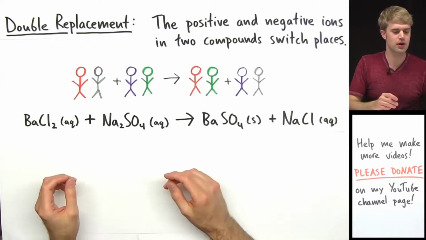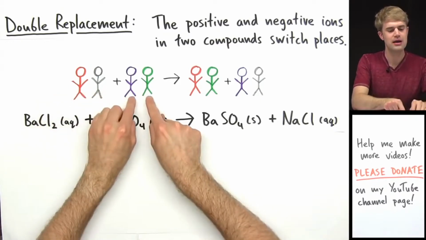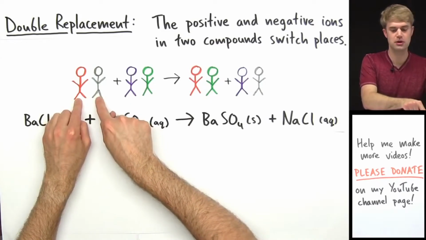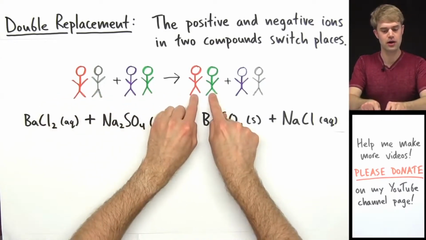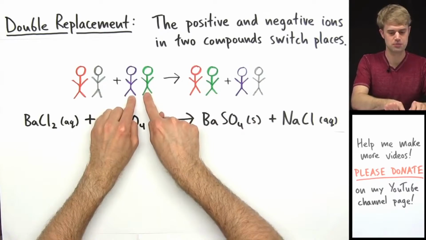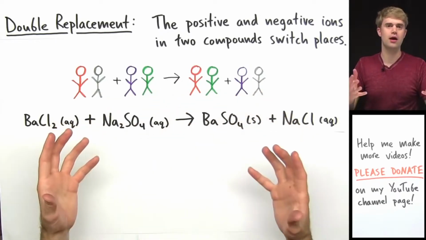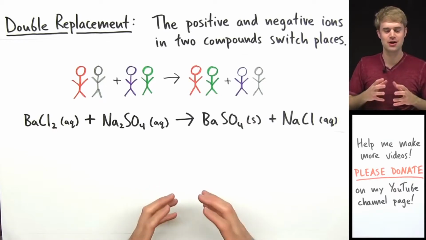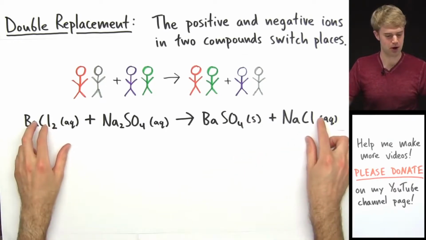In a double replacement reaction, it's just like you have two different pairs of dancing couples, and the red, which used to be with the gray, ends up with the green, and the purple, which used to be with the green, ends up with the gray. Nobody gets kicked out, nobody's sad up against the wall with their cell phones, we're just switching dancing partners.